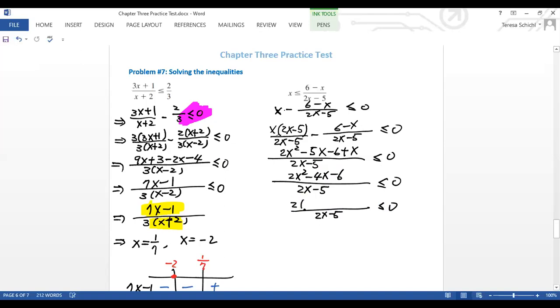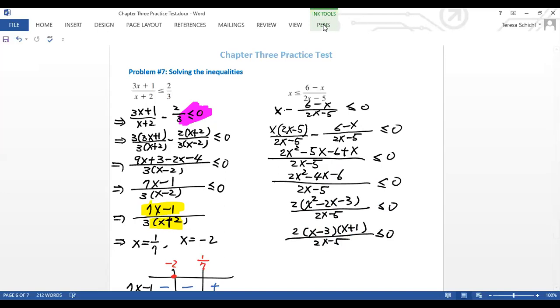I can factor 2 out. This is x squared minus 2x minus 3. Yeah, I can factor that one easily. So this will be x minus 3, x plus 1, right? And this is 2x minus 5, less than or equal to 0.